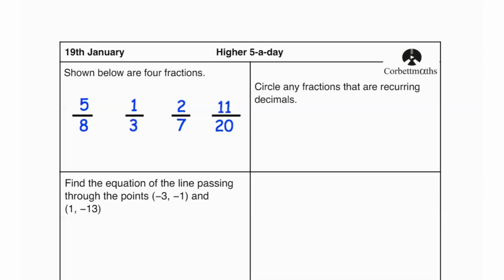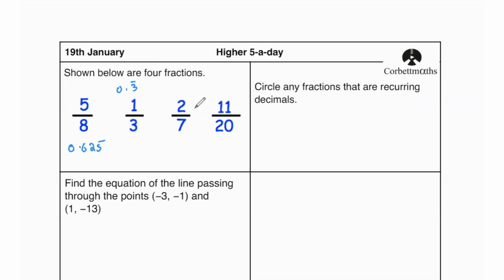First question says, shown below are four fractions: 5/8, 1/3, 2/7, and 11/20. Circle any fractions that are recurring decimals. So if you divide 5 by 8, that will give us 0.625. If you divide 1 by 3, that's going to be 0.3 recurring.